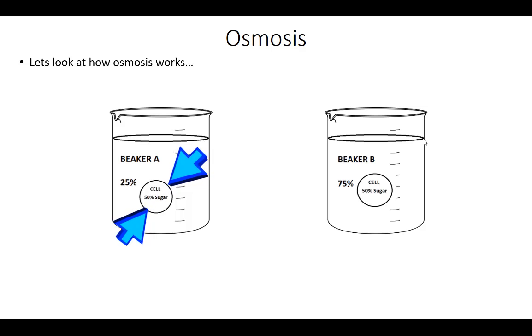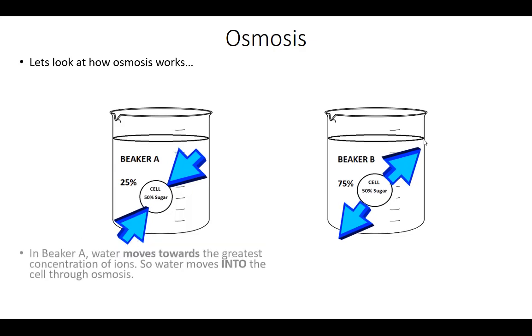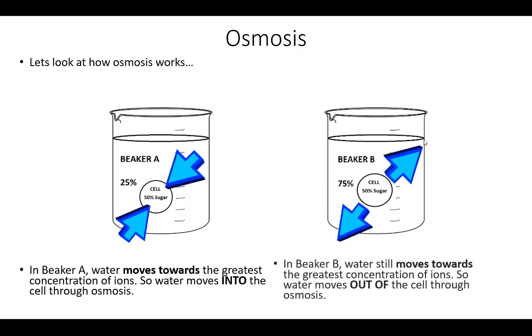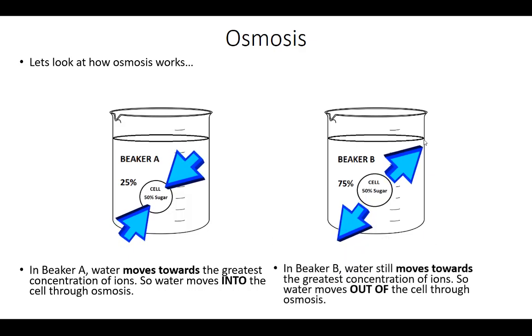There's 75% outside, 50% inside. So the water is going to move out of the cell and try to dilute the ions that are in the solution. So, like we just said, in beaker A, water moves towards the greatest concentration of ions, so water moves into the cell through osmosis. In beaker B, it still moves towards the greatest concentration of ions, but that's going to be outside, so it moves out of the cell. And again, all this is through osmosis, because this is the movement of water through a cell membrane.